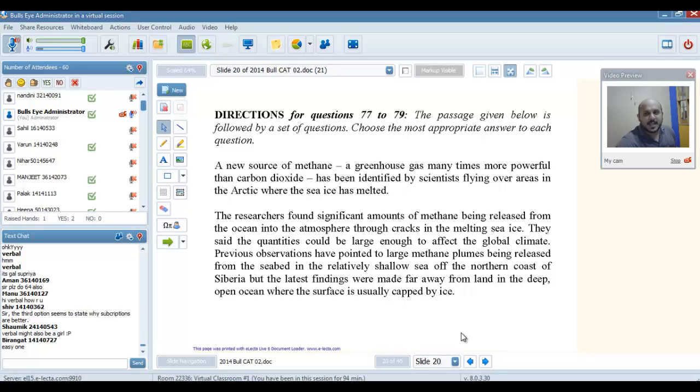So we've got the next passage, guys, 77 to 79. Dig into it ASAP. 30 seconds and we will shift to the next question. Manu, we've skipped a few questions. We'll be only discussing the questions which are there on the slides. Since there is a paucity of time, we cannot discuss every question.